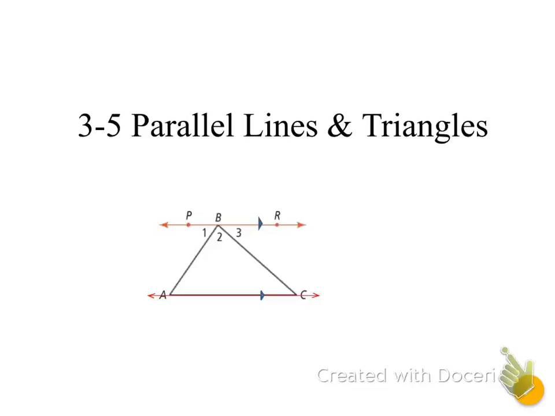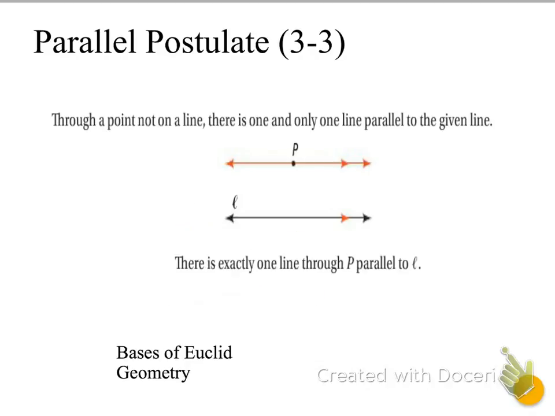So this is going to be 3.5 and 4.5. We're going to be talking about parallel lines, triangles, equilateral triangles, equal angular triangles, isosceles triangles, and stuff like that. So, parallel postulate: if I have any point, there will be a line that is parallel to it. Okay, this is the basis of Euclidean geometry.